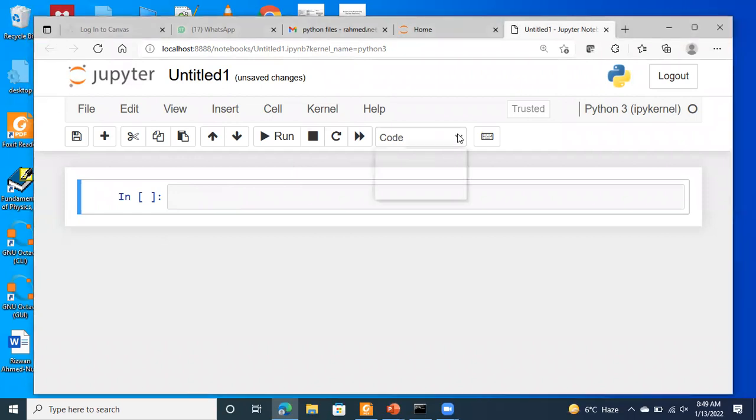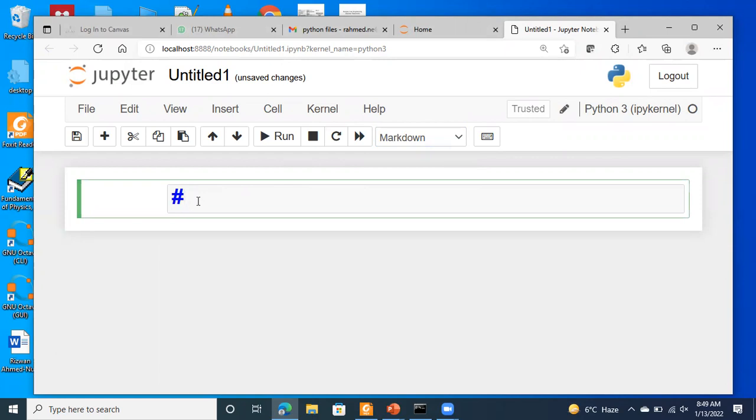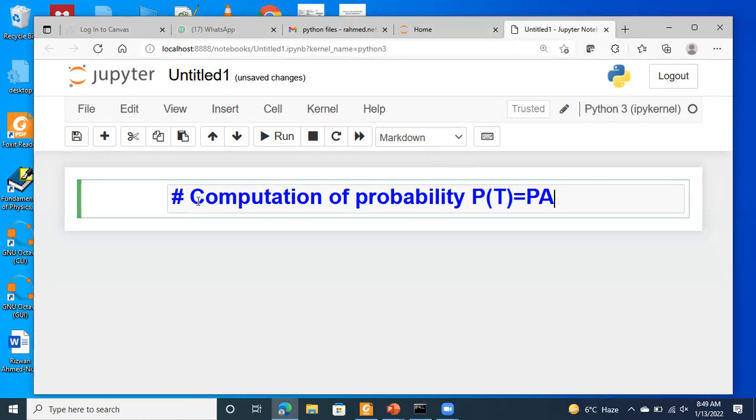Let's attempt computation of probability of a top event in which the basic events are connected by AND gate. I write here computation of probability: P of T, which is equal to probability of A times probability of B.